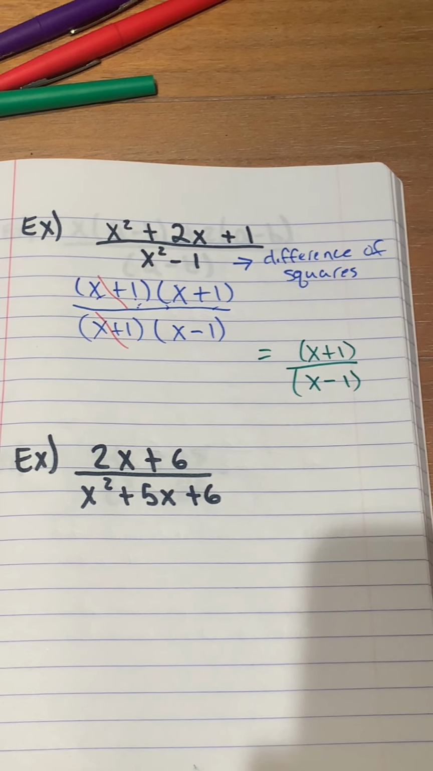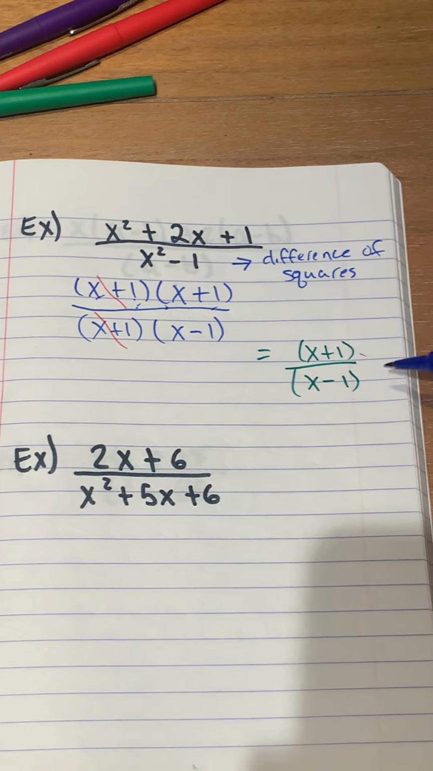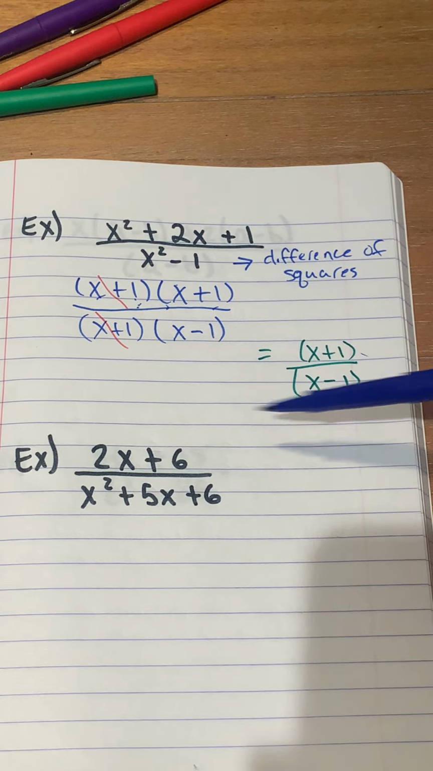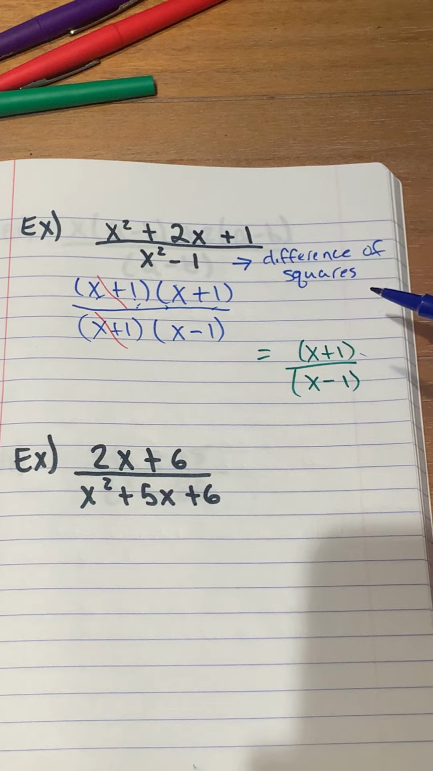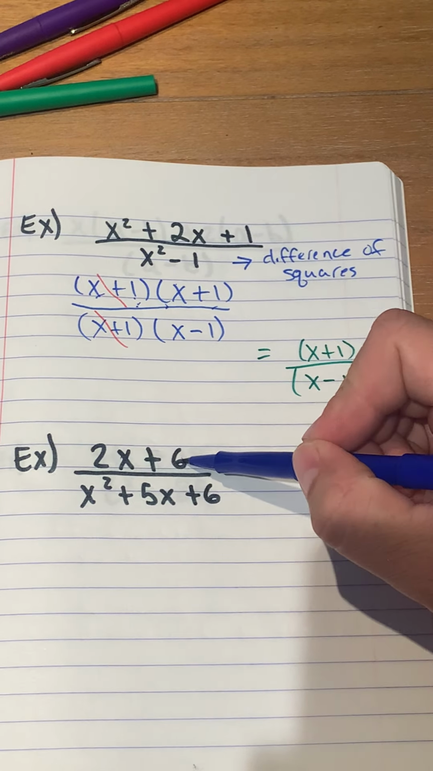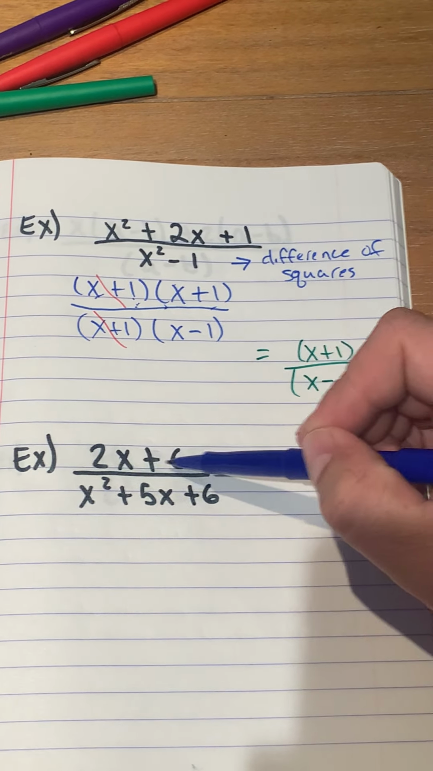So that's one way to check your answers. x plus 1 and x minus 1 is the simplest form. Looking at this, if we were to factor the numerator out, what do we have in common?